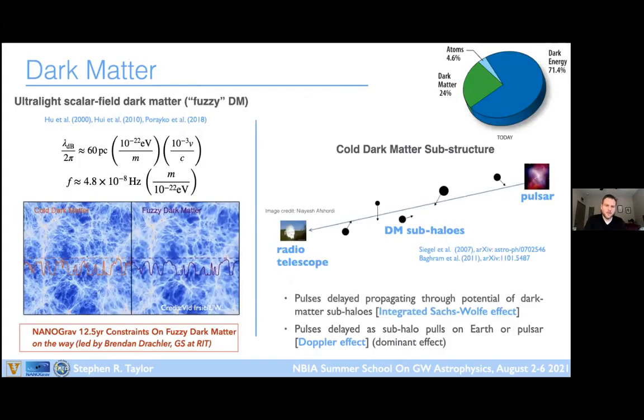Okay, and we can also probe things like dark matter, whether it's some sort of axionic dark matter or cold dark matter substructure. All of these different effects will create measurable influences in our pulsar timing observations. So lots of references here for you to dig into. Ultralight scalar field dark matter or axionic dark matter is in vogue at the moment. People are very interested in it as a way of solving some problems with cosmological structure not quite matching what lambda CDM predicts. So pulsar timing could probe those things as well.